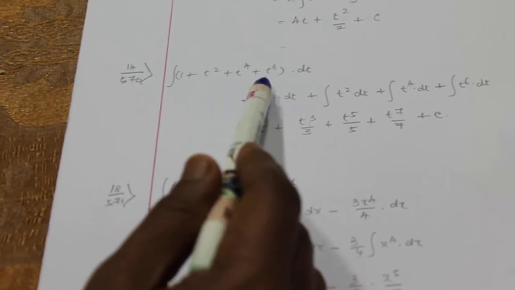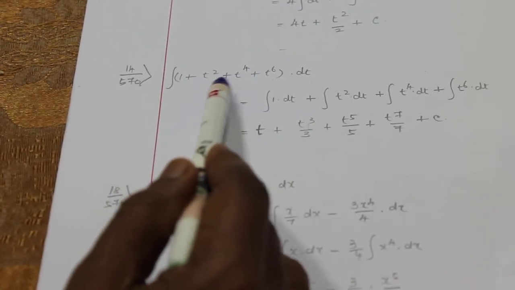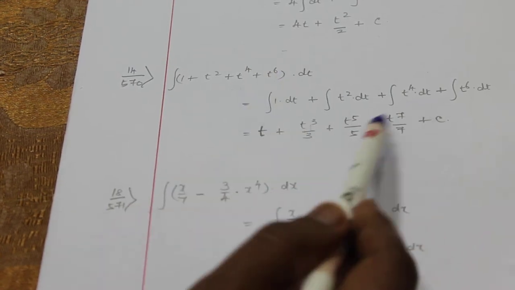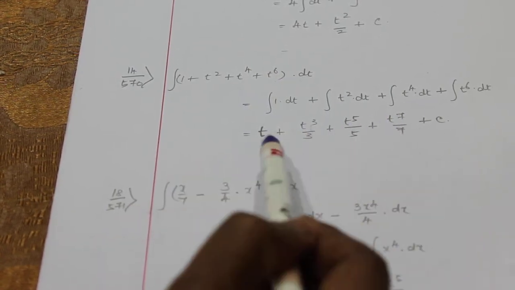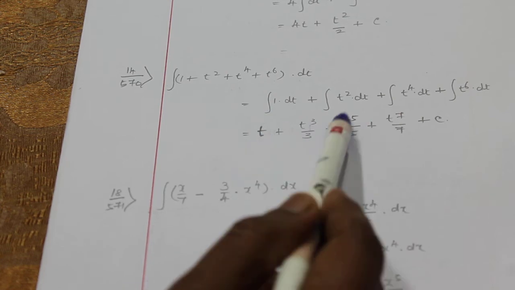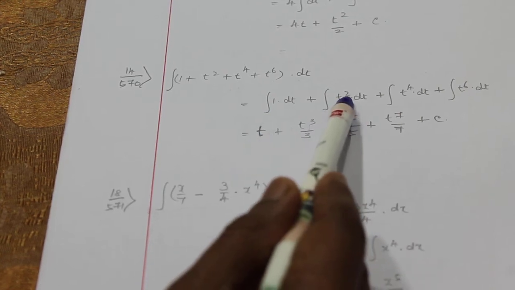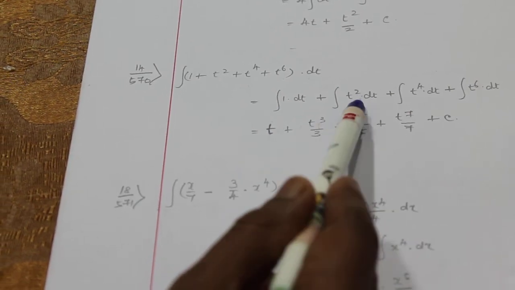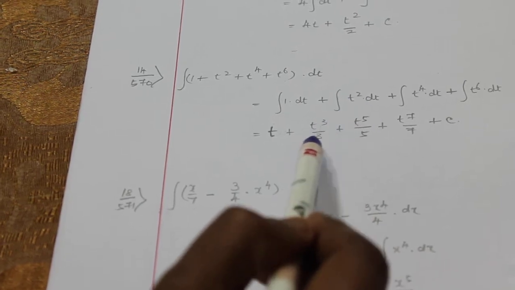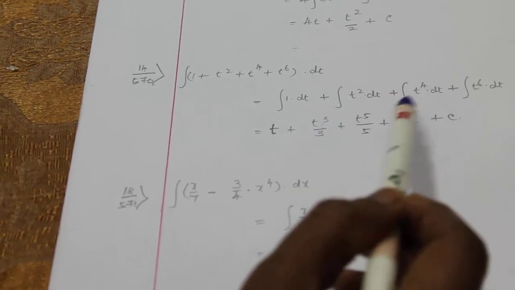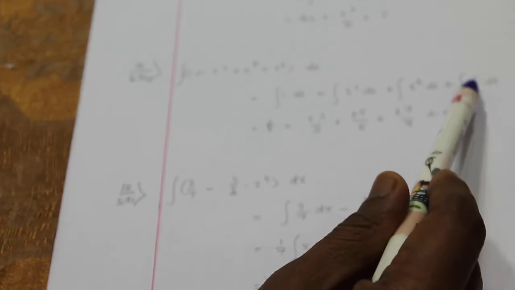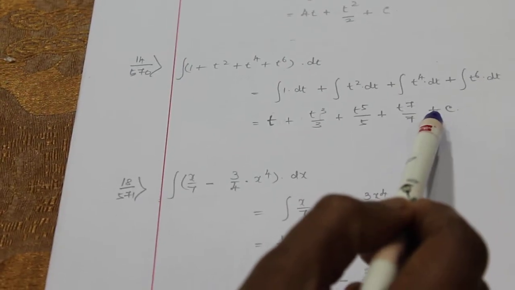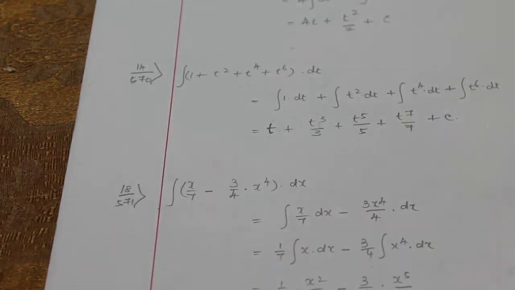And the next question is 14 on page number 570. Quite the same, a similar question. 1 plus t square plus t power 4 plus t power 6. Separate the functions and do the integration. We'll get the same kind of answer. Integral of dt is t. Integral of t square will be t power n plus 1 divided by n plus 1. Here n is 2. Therefore, 2 plus 1 is 3, divided by 3. Here 4 plus 1 is 5, divided by 5. And 6 plus 1 is 7, divided by 7, plus c, which is the integration constant.